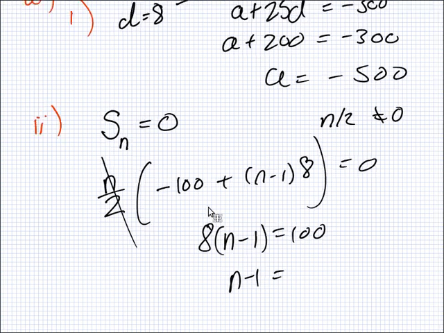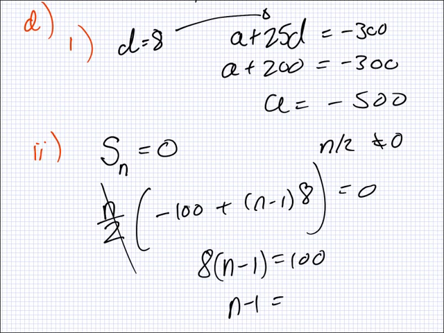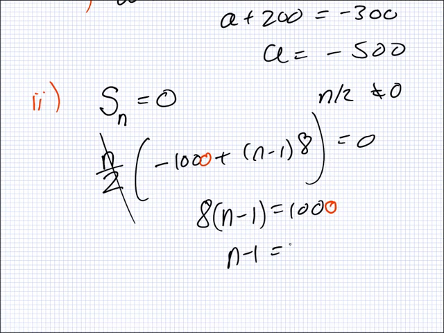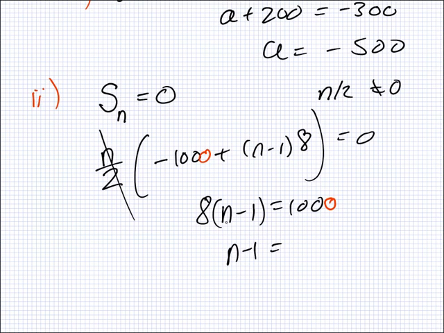Oh, hang on. Why did I write 100 here? This isn't right. What's the 2a? It's 1,000. I missed a 0. 2a, 1,000. So 1,000 divided by 8 you can do? 125, yeah. So the n then is 126 then. Yeah.